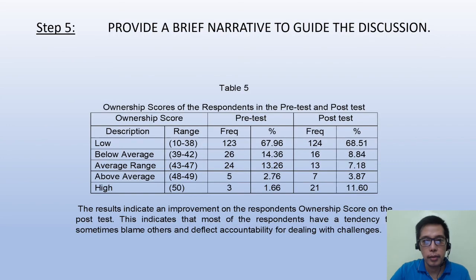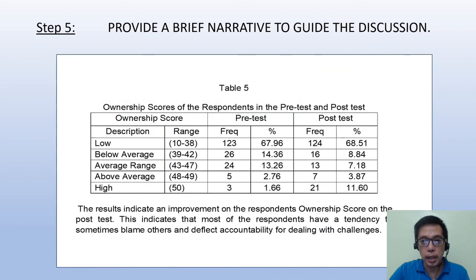Step number 5, provide a brief narrative to guide the discussion. Meaning we do not just put the table, we also put the interpretation, another table, another interpretation in the middle of the tables. An interpretation must provide a brief narrative that will guide the transition of our discussion. We are not just presenting, we are also guiding the readers here. Ito po yung una, ang ibig sabihin at laman ng value niya ay ganito, at yung susunod based on our statement of the problem ay ganon.